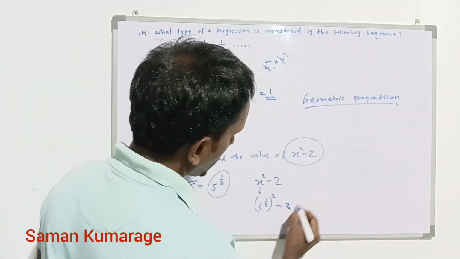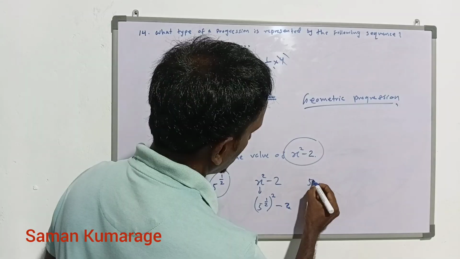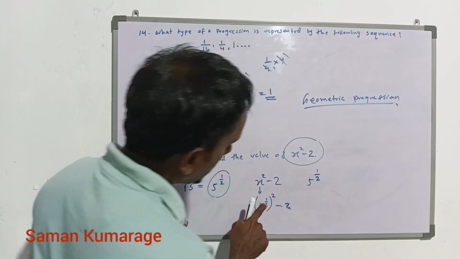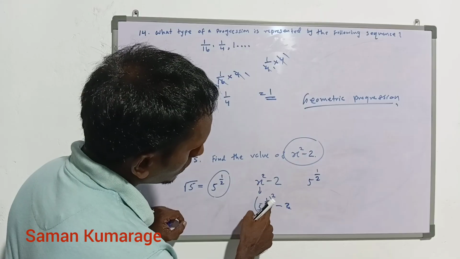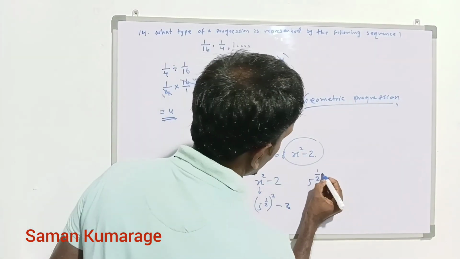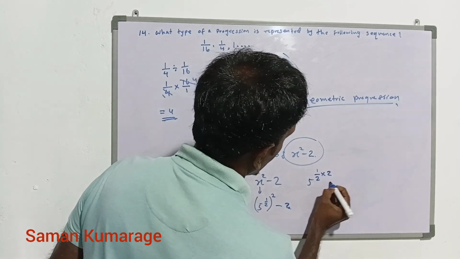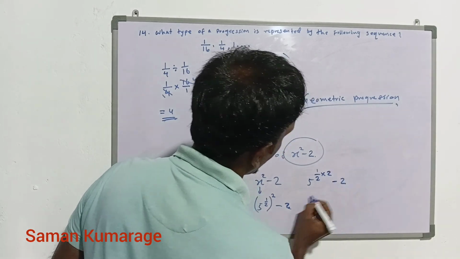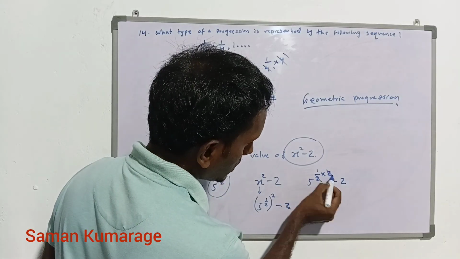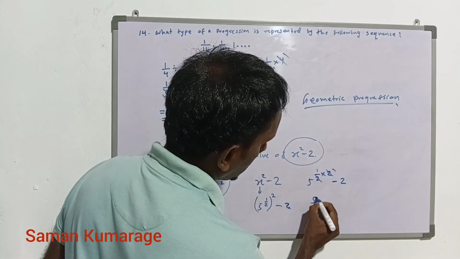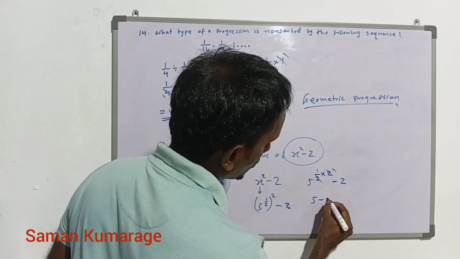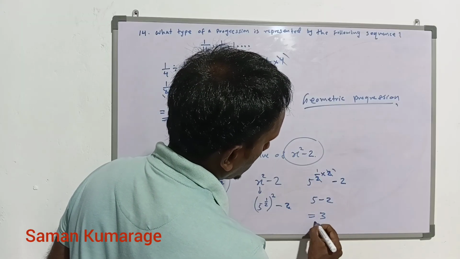Here we have 5 to the power half, squared. We can multiply these two exponents, and then here minus 2. So we can cancel this 2 with this 2. Here we take 5. We have 5 minus 2. Then the answer is 3.